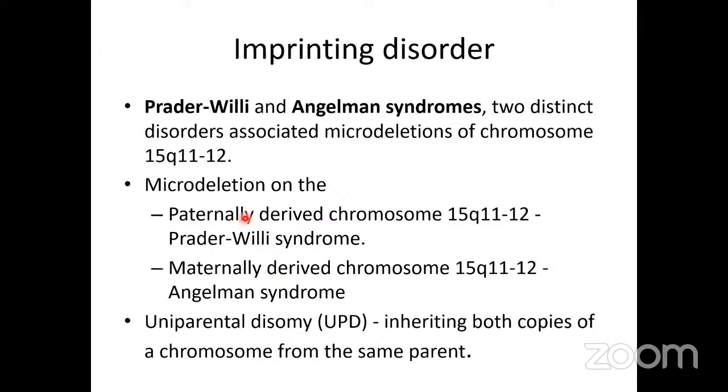Most of the time it is microdeletion of the paternally inherited or maternally inherited chromosome, or it may be uniparental disomy. Rarely there is something called an imprinting center. That center is a gene which is responsible for silencing that particular part of the chromosome. If that itself is defective, then it will lead to imprinting disorder.